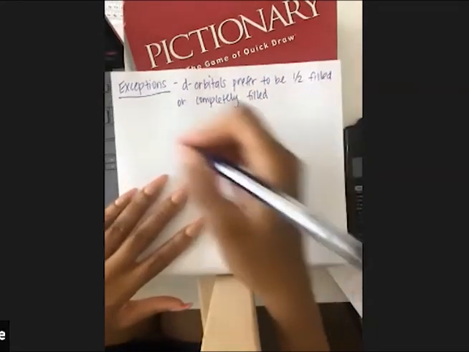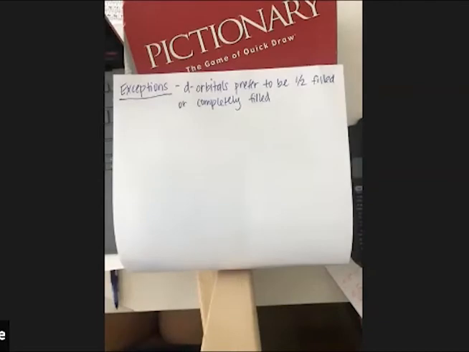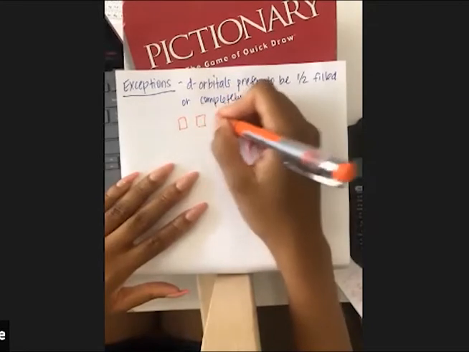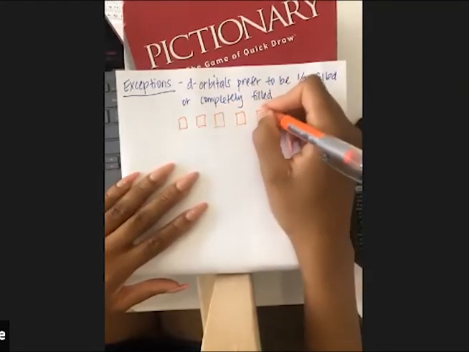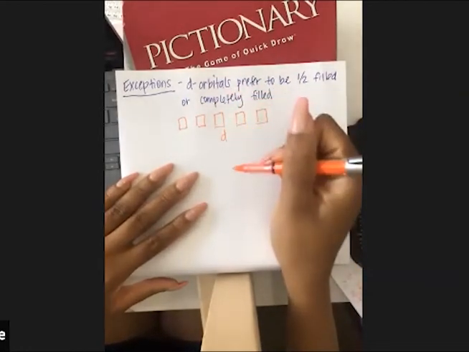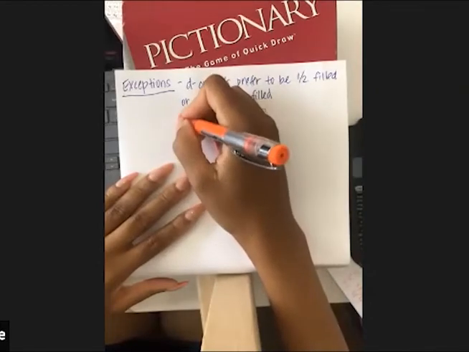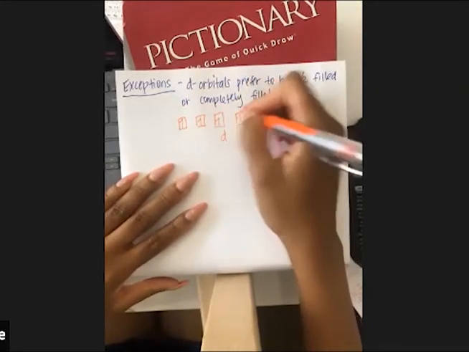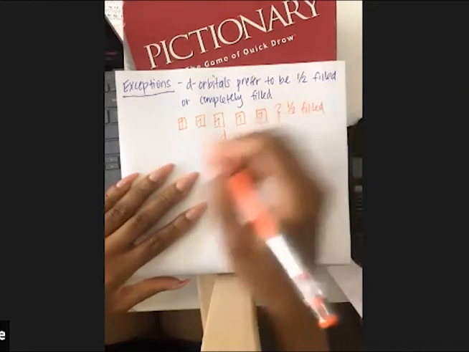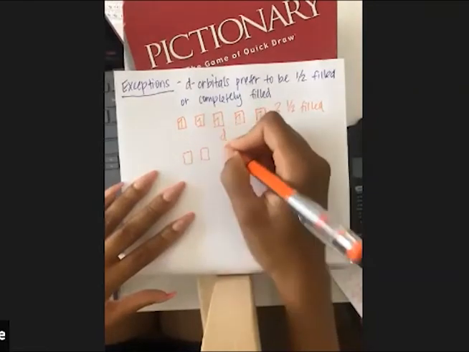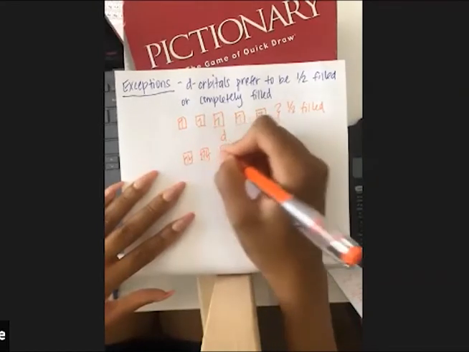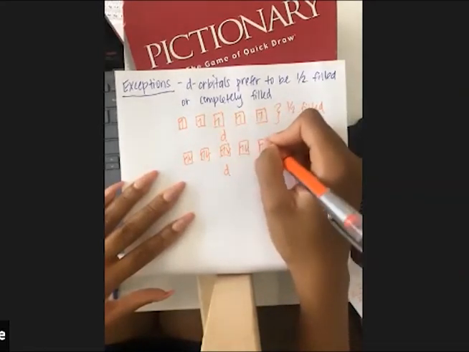So remember the d orbitals, there's 5 of them. You always got to draw out 5 boxes: 1, 2, 3, 4, 5. It doesn't matter if it's 3d, 4d, 5d, 6d. They like to say 1, 2, 3, 4, 5. This is half filled. And if it's completely filled, that means all 10 are filled in, and it would look like this. So this is what I mean by half filled or completely filled.